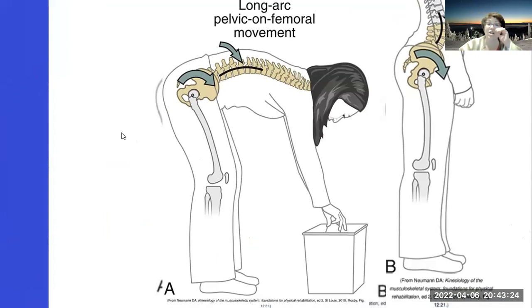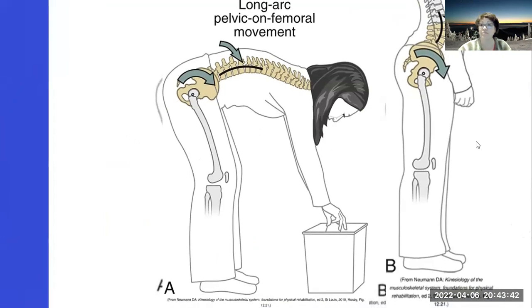Okay, so it's long arc because we're maximizing trunk displacement. The trunk is moving with the hips as we go down to get something. The pelvis is moving on a relatively fixed femur. The distal portion is fixed, so it's a closed chain motion.